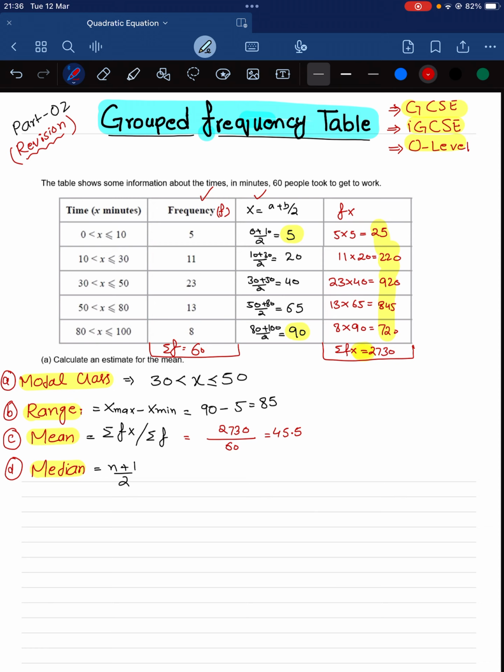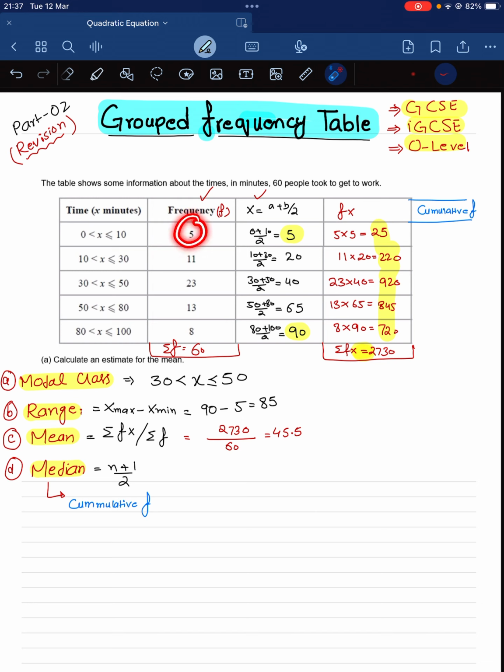As we have already learned, in order to find the median, first we need to draw the cumulative frequency column. So we will draw one more column, that will be our cumulative frequency. We know how to write the cumulative frequency. The first value of the frequency is 5, it will be shifted to this place. The next value will be 5 plus 11, we add the previous values, so 5 and 11, we will add them.